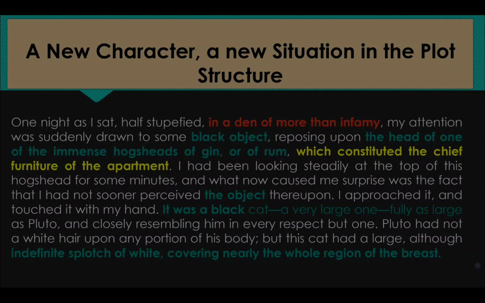When he said, "the head of one of the immense hogsheads of gin or of rum," then he said the object. He's talking about the cat, the second cat. "It was a black cat, a very large one, fully as large" in terms of description. "Indefinite splotch of white covering nearly the whole region of the breast."